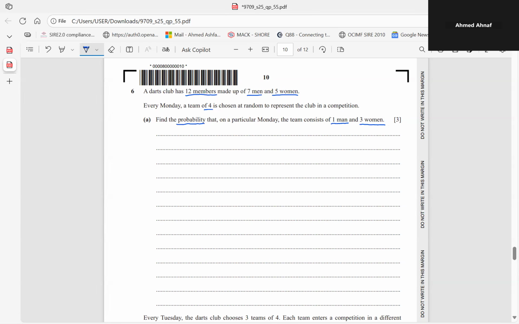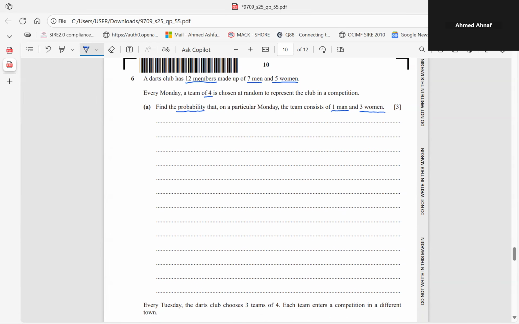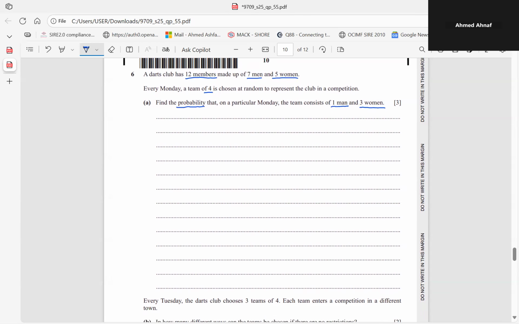Okay, so to do that, let's first find the total number of teams that is possible to make, so that would just be 12 choose 4. 12 choose 4, that is 495.